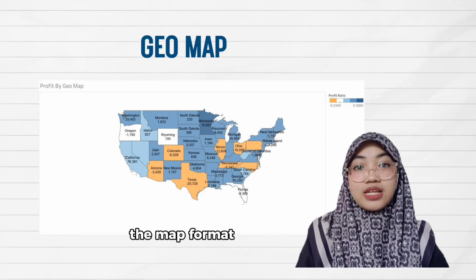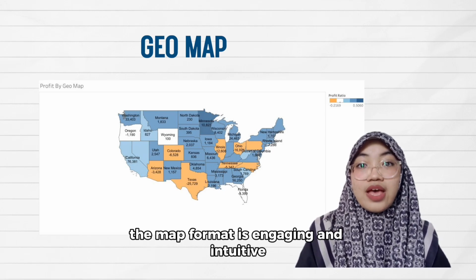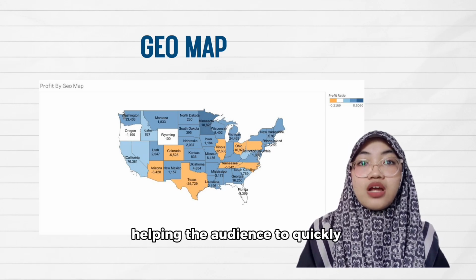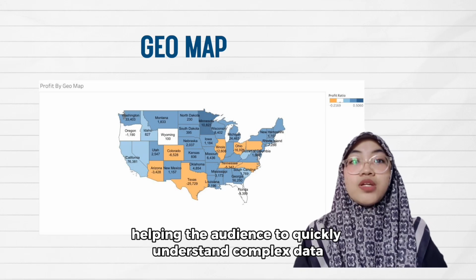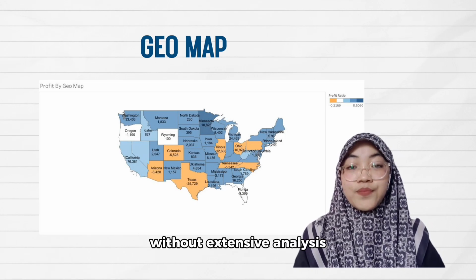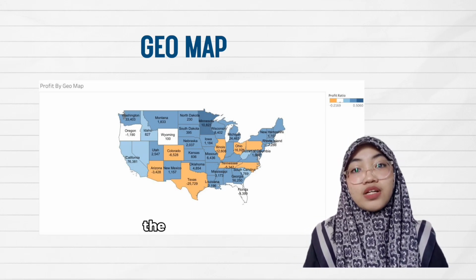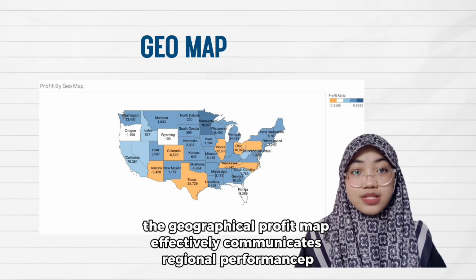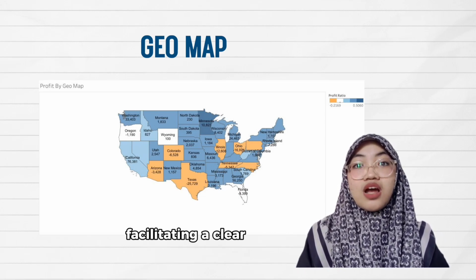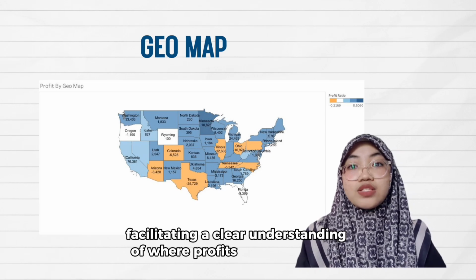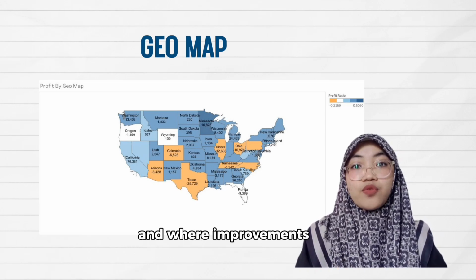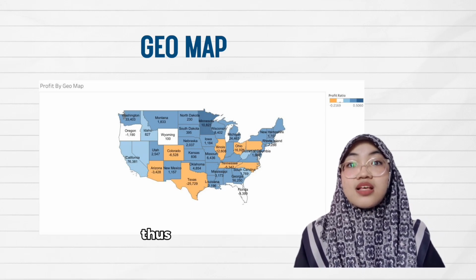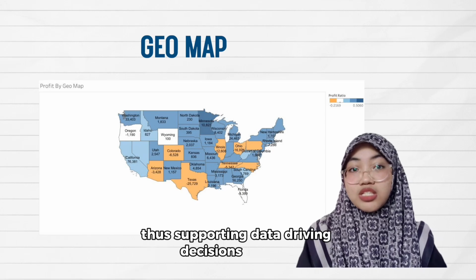The map format is engaging and intuitive, helping the audience to quickly understand complex data without extensive analysis. Overall, the geographical profit map effectively communicates regional performance, facilitating a clear understanding of where profits are concentrated and where improvements are needed, thus supporting data-driven decision making.